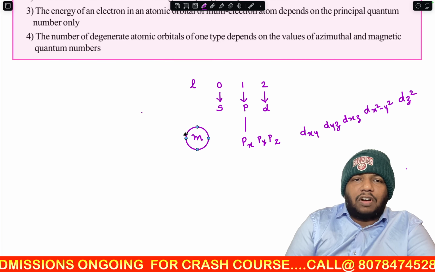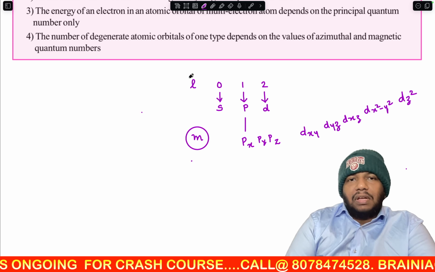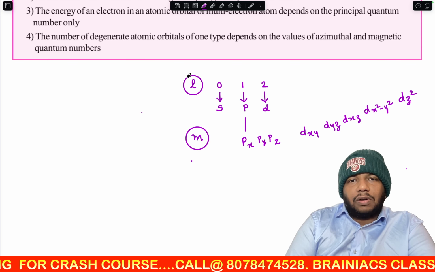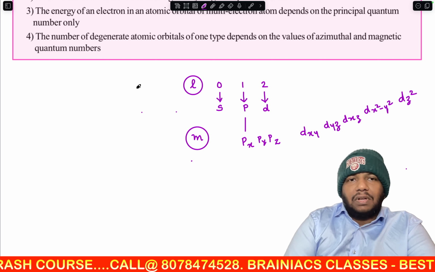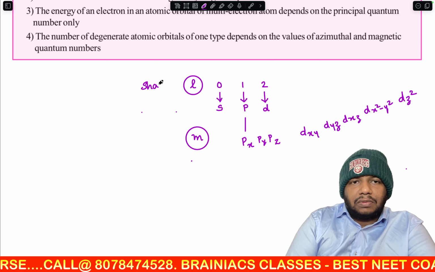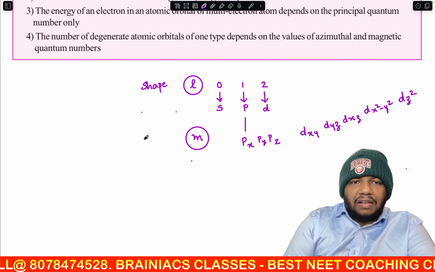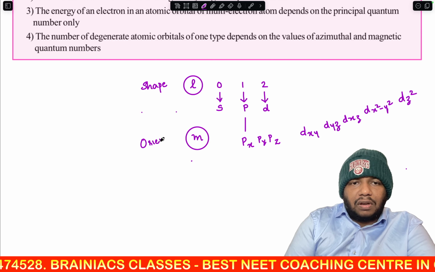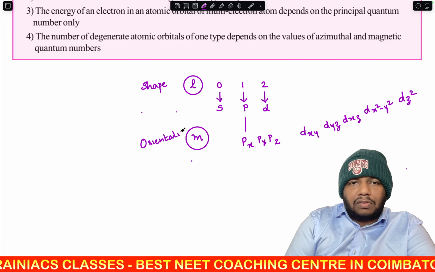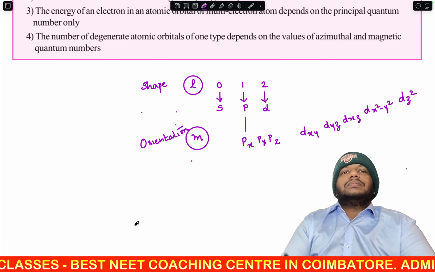So fundamentally I can say that the orientation of the electron cloud is decided by our m value. M value is what? Magnetic quantum number. L represents what? Azimuthal quantum number, that represents the shape. So this is the shape of the orbital, and this represents the orientation of the orbital or the orientation of the electron cloud.